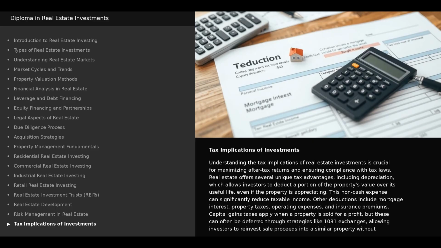Other deductions include mortgage interest, property taxes, operating expenses, and insurance premiums. Capital gains taxes apply when a property is sold for a profit, but these can often be deferred through strategies like 1031 exchanges, allowing investors to reinvest sale proceeds into a similar property without immediate tax liability. Proper tax planning is essential for optimizing these benefits.